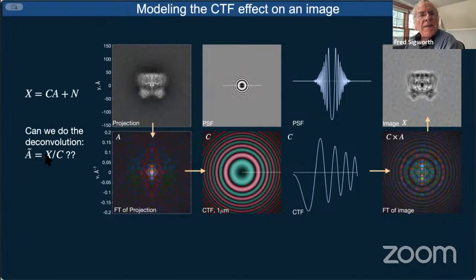And again, what we'd really like to do is just a deconvolution. Let's take our experimental image and divide it pixel by pixel by the contrast transfer function, and we could get back an estimate of the original object. That's how we would deconvolve the CTF. But of course, that isn't going to work, because there are zeros in the CTF, which means there are spatial frequencies where there is no information in the experimental image to work with.